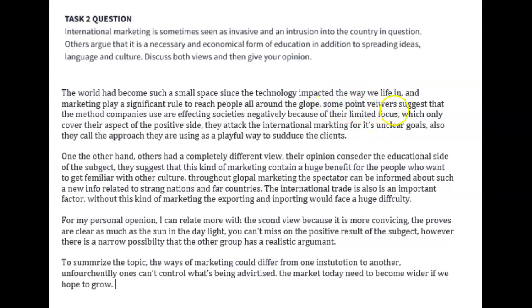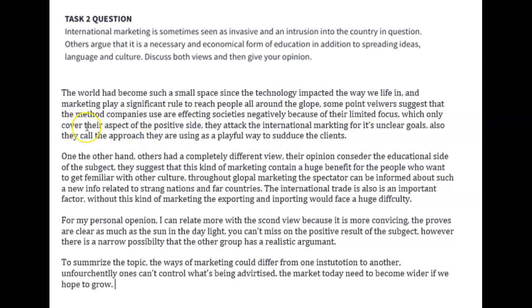Then, some people suggest that the method companies are using affect societies negatively. This doesn't make sense because of their limited focus. So I didn't really understand this. I mean, it's not clear to me that you're talking about international marketing. It's not clear what you mean here, their limited focus. So all of this was really kind of confusing to me.